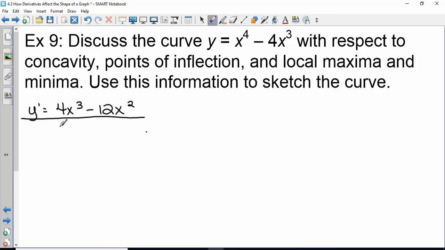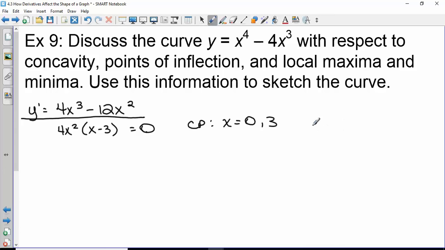To find the increasing, decreasing, max, and min, I need to find the critical points. So I could pull out a 4x squared. You set that equal to 0, what are your critical points? 0 and 3.